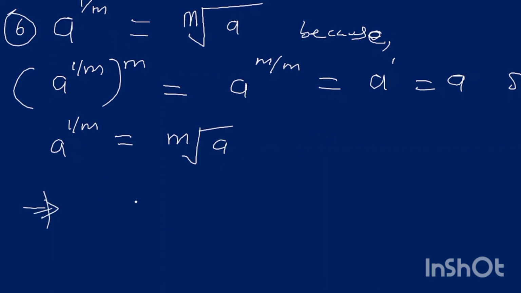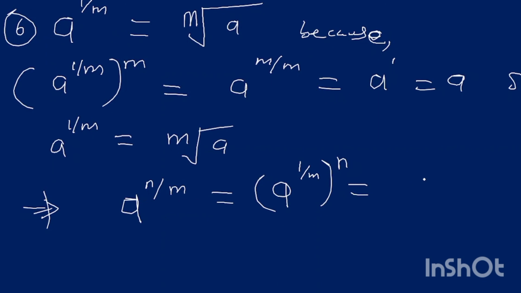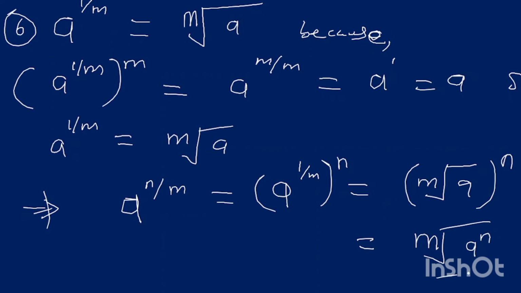Then from this we can also agree that a raised to power n divided by m is equal to a raised to power 1 over m, all raised to power n, which is equal to the m root of a raised to power n, which is also equal to the m root of a raised to power n. So this is equal to this. So these are the basic rules of indices. So let's look at an example.